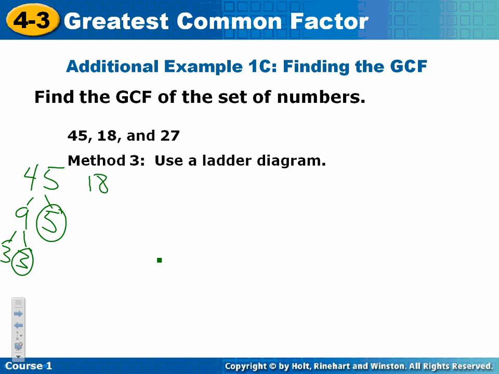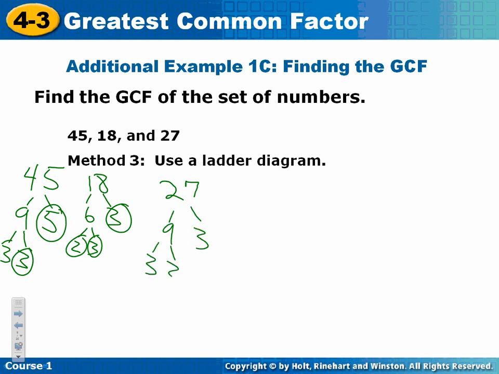For 18, we're going to have 6 and 3 and then 2 and 3, and those are all prime. Right? For 27, we'll have 9 and 3 and 3 and 3. That's all the easiest part right there. Okay? That's the easiest part. You guys know how to do all of that, right? Here comes the trick.